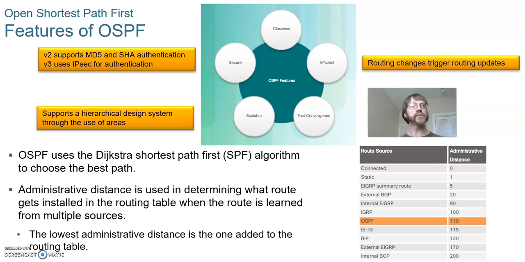The other thing is that OSPF is secure. Now, this is something we will not practice in this course. It is something that you might see, I believe, in CCNA Security. Version 2 supports MD5 and SHA authentication. This is authentication using hashing algorithms. Version 3 for IPv6 uses IPsec for authentication.